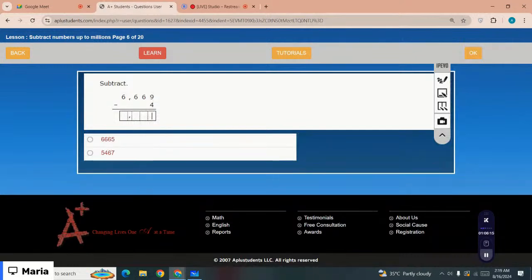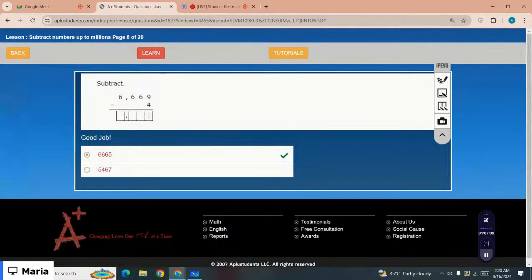6669 take away 4, which is the correct option? Yes, option number one is the correct option. 6665 is the correct option. You have to do 9 take away 4, that is just 5, right? The rest of the numbers are exactly the same.